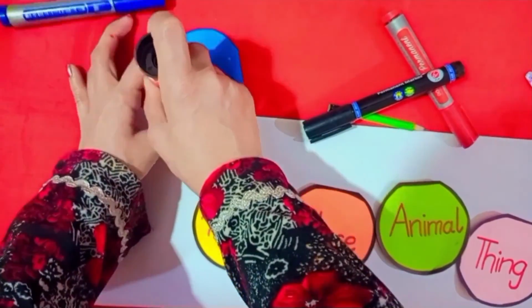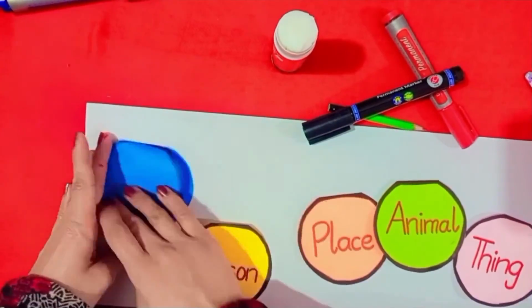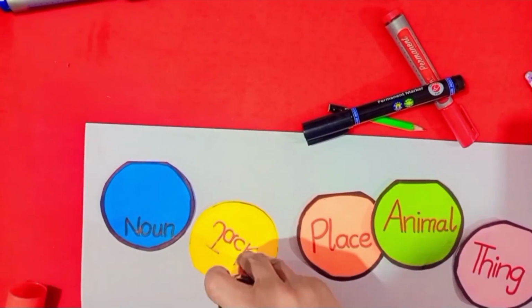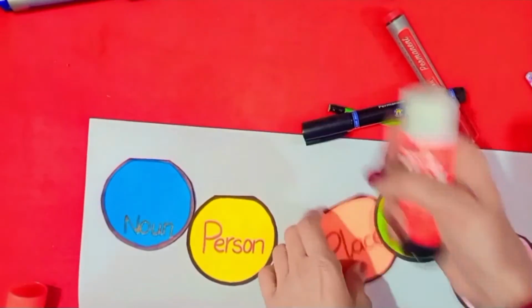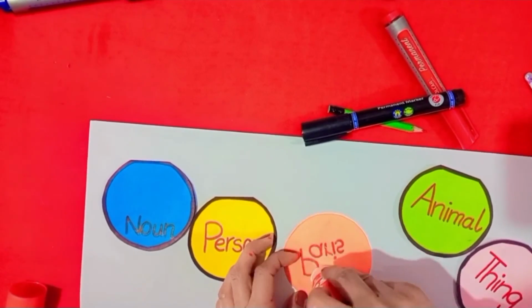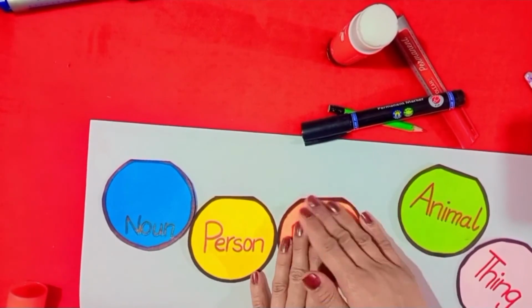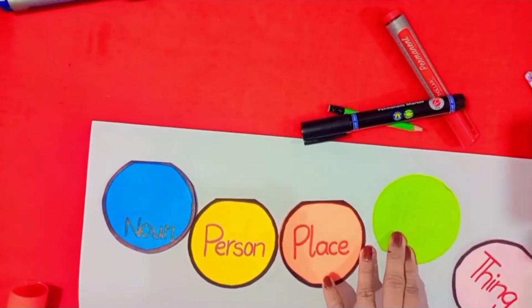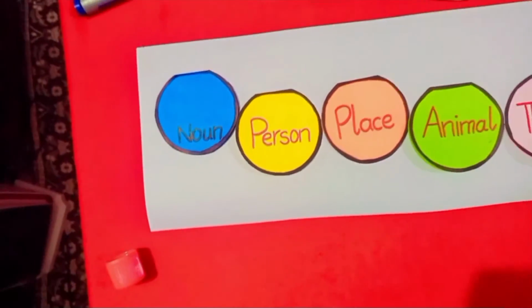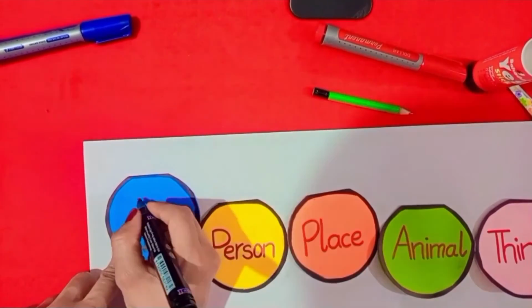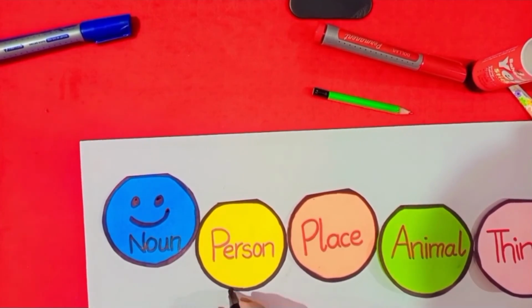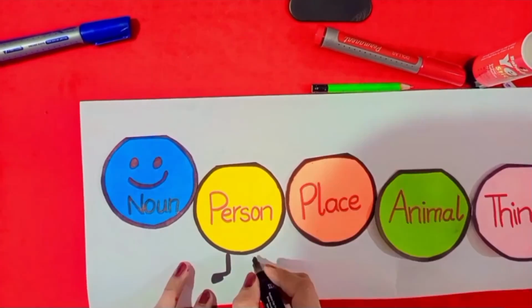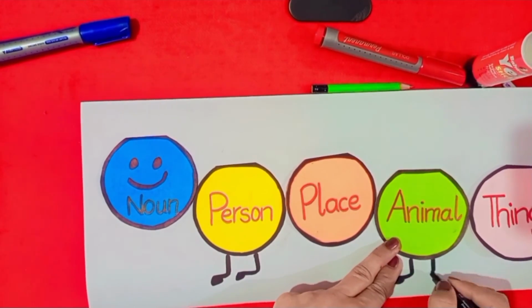Paste the glue on the back side of the paper and paste it like this, one by one. We will paste noun, then person, then place, then animal, and at last thing. Now make the eyes of the caterpillar and then make its feet. It is beautifully done.